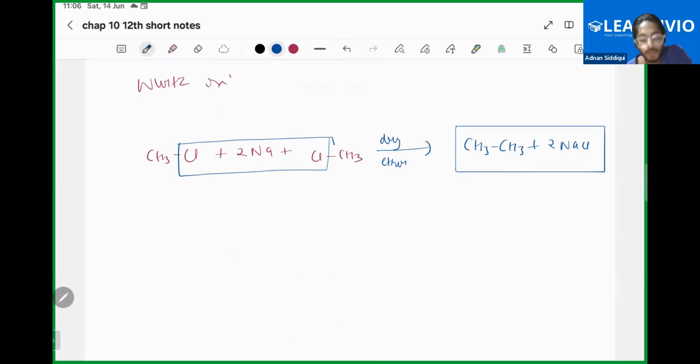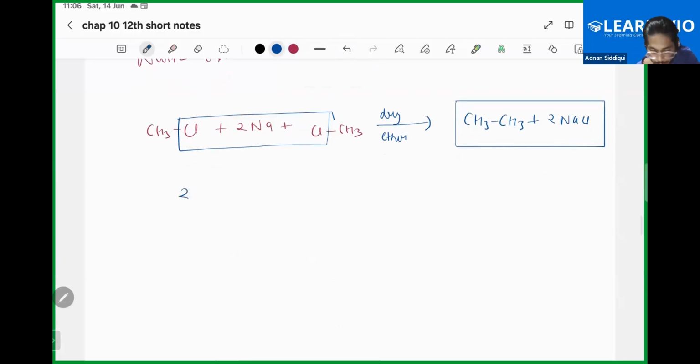In the Wurtz reaction, what you are doing basically, or you can write it like this: CH3Cl plus 2Na, haloalkanes to alkanes. See, you are converting a haloalkane into an alkane, a simple alkane, right?